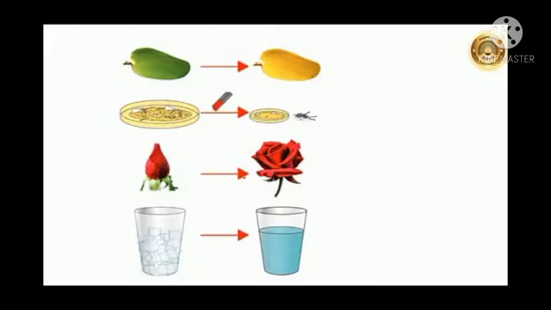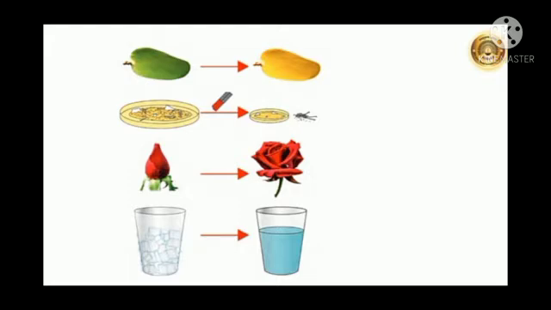Which changes shown in the picture are temporary and which are permanent? Say for example, a raw mango becoming a ripe mango. Is it a temporary change or a permanent change? Yes, it is a permanent change. Similarly, a rosebud blooming into a flower. This is again a permanent change.